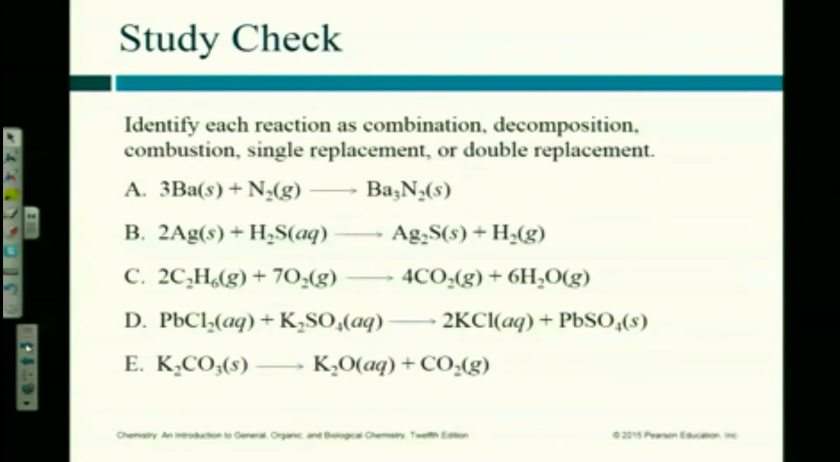What about the second one? Single replacement. Silver's by itself, grabs the sulfur. Hydrogen's left out in the cold. C? Combustion. Have oxygen with an organic compound making carbon dioxide and water. D? Double replacement, right? You have a pair here, a pair here, and you have two new pairs on the right-hand side. And the last one? Decomposition. You start with only one thing, and you make two or more new things, right?